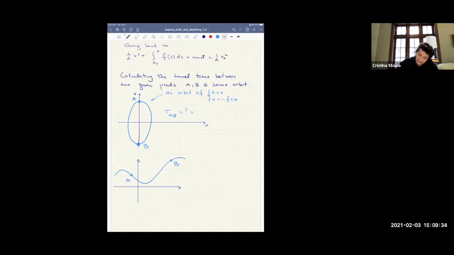So if I'm starting on the orbit somewhere, so let's say this is my x naught, v naught, and I'm going that way, it would be the time that I'm at B minus the time that I'm at A, of dt.